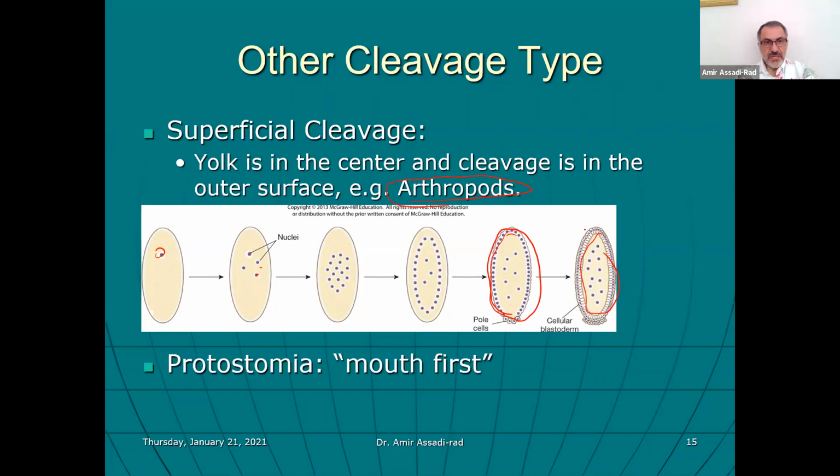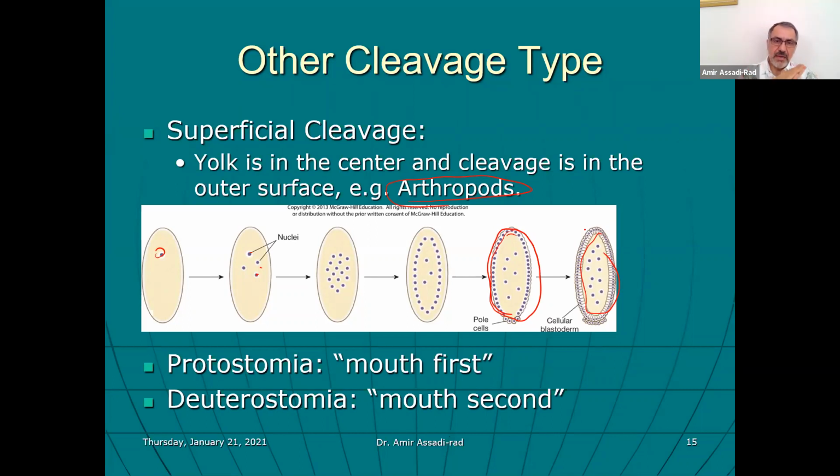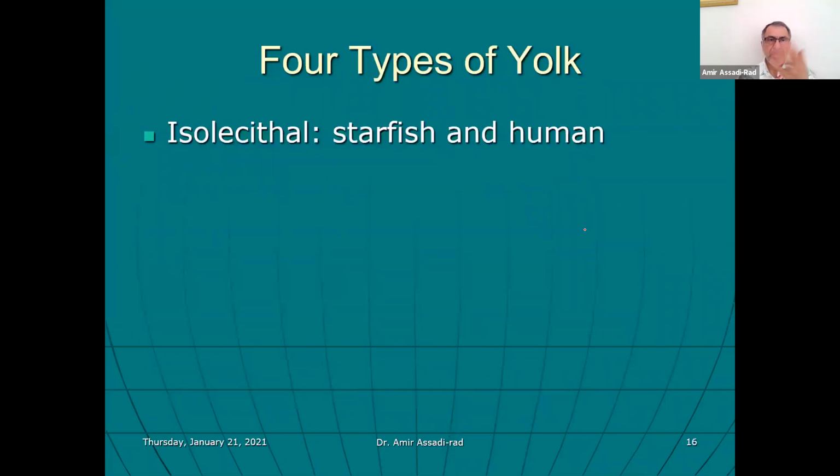Then you should know, I'm throwing at you the terms protostome and deuterostome. Remember, proto means first, stome means mouth. So mouth first. And deuterostome, stome means mouth, and deutero means second. We need to talk about that in heavy duty detail. A lot of that, I will talk about it, but that's just the definition I give you now. It will come up. Of course, isolecithal: starfish and human. The amount of yolk and the cytoplasm are almost equal, iso meaning same, okay?